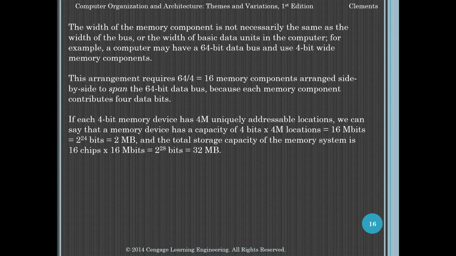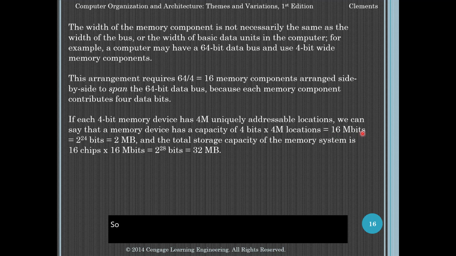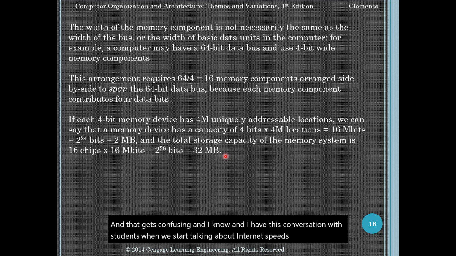Really, 1 megabit is 1 million zeros and ones, so a megabyte, big B, is 8 million zeros and ones. And that gets confusing. I have this conversation with students when we start talking about internet speeds, because sometimes your internet provider will give you speeds in gigabits, not gigabytes. Clearly, there's a difference.